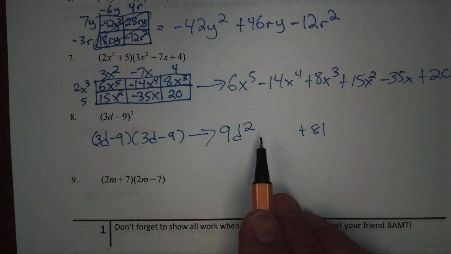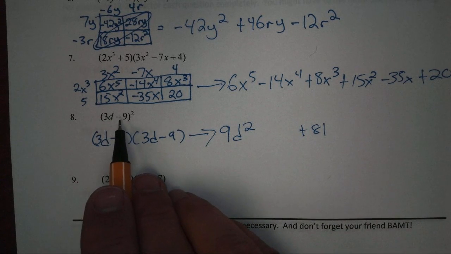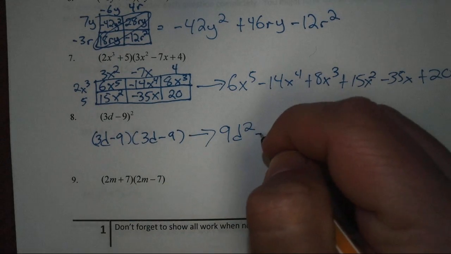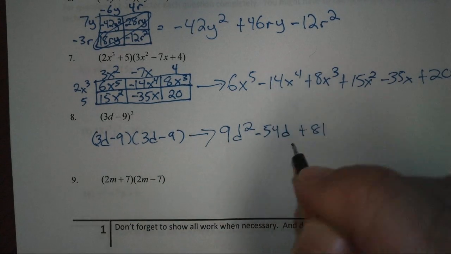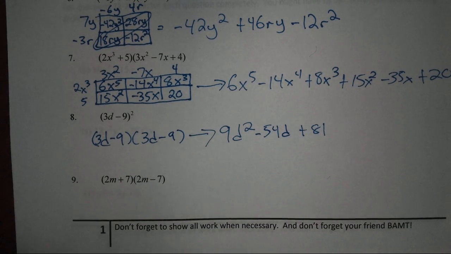And then to get the middle term here, you're going to multiply these two together. So 3d times a negative 9 is a negative 27d. Then you're going to double that number. So negative 27 doubled is negative 54. So it's negative 54d. And that trick only works when you're squaring a binomial. And we'll be doing more of that in the next chapter.